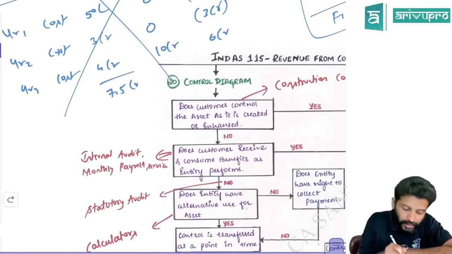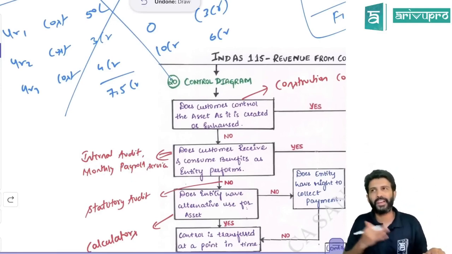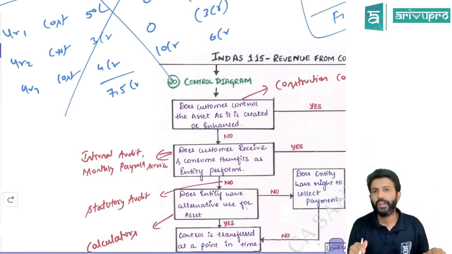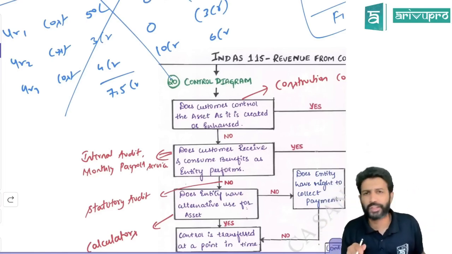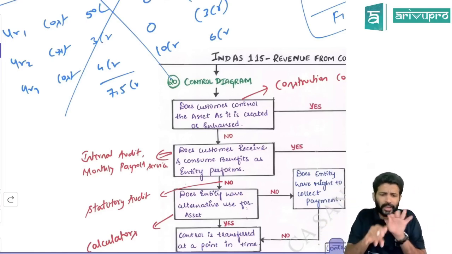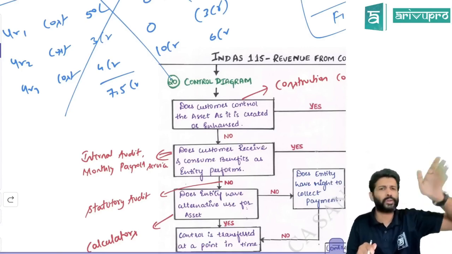Let's look at a small example, like internal audit, or let's say monthly payroll services. We are one company giving payroll service to one of our clients. The contract is for 1 year. For 1 year we will give monthly payroll service to the client. Every month we will do the payroll calculation, and based on our calculation, the company will give the salary to their employees.